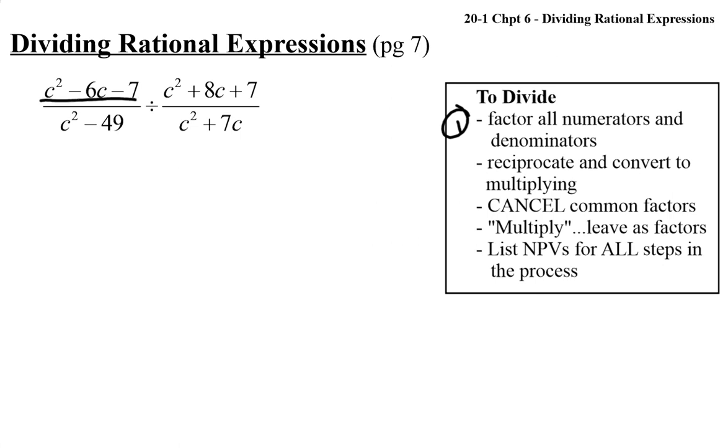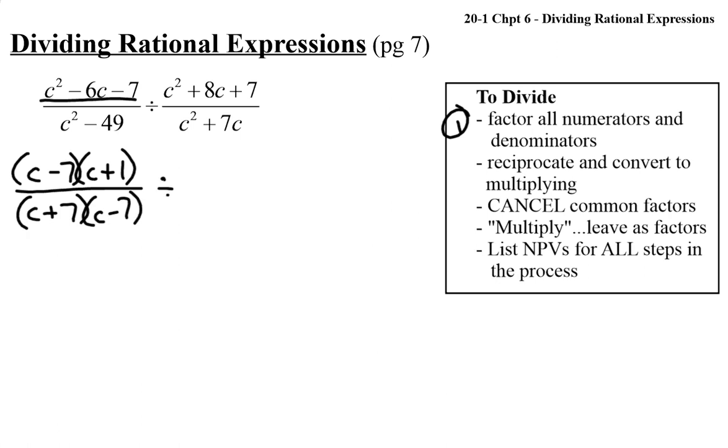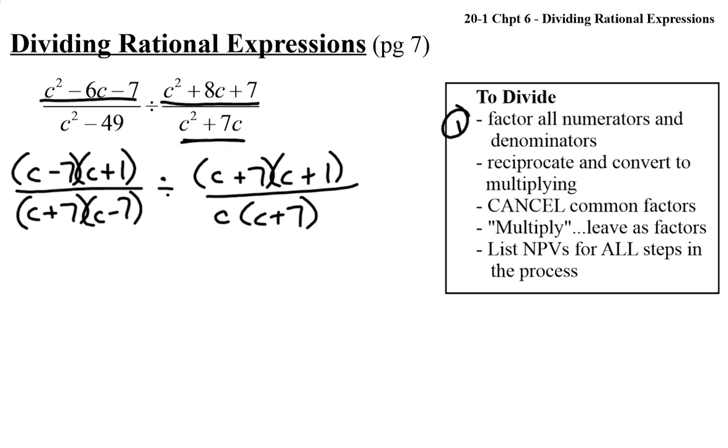c squared minus 6c minus 7. Factor it. We have a simple trinomial. We end up with c minus 7 times c plus 1 over a difference of squares, c plus 7 times c minus 7, divided by a simple trinomial, c plus 7 and a c plus 1, over that c squared plus 7c, factor out a c, leaves us with c times c plus 7.